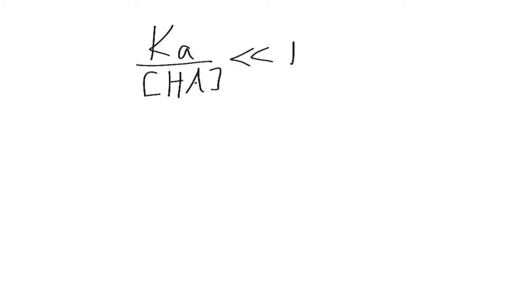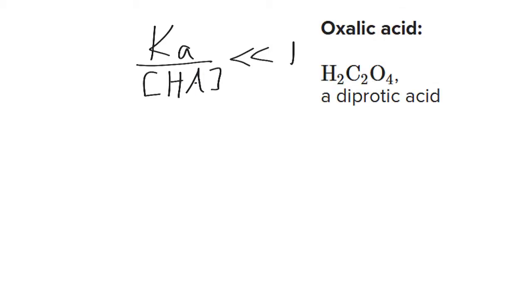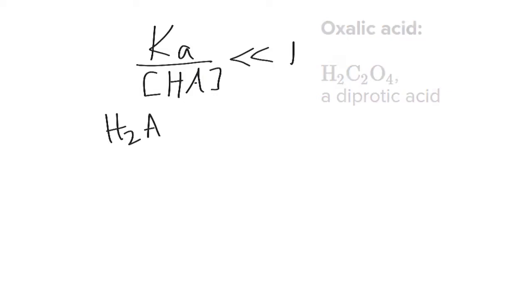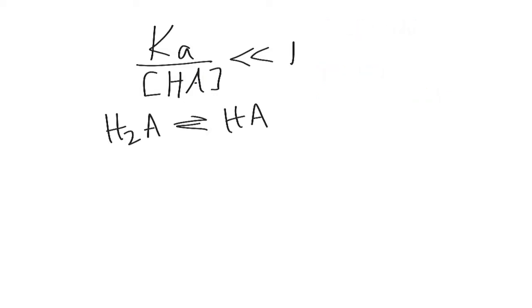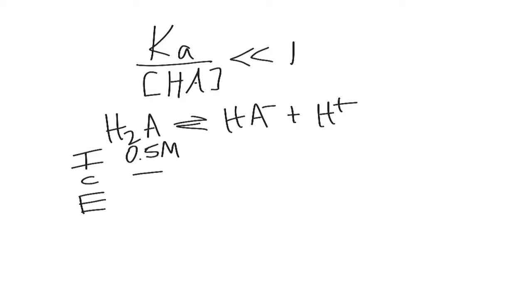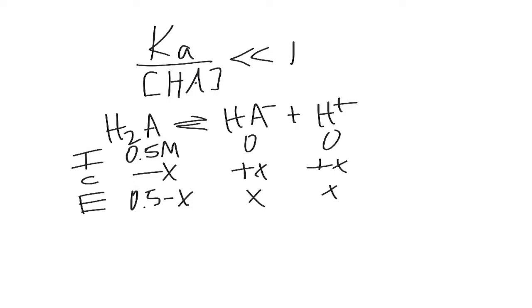So in, let's say, the oxalic acid dissociation, you can say that H2A dissociates into HA minus plus H plus. And these are all aqueous. The corresponding ice table for a 0.5 molar concentration would be, and the equilibrium expression would then be, for the first Ka, x squared over 0.5 minus x.